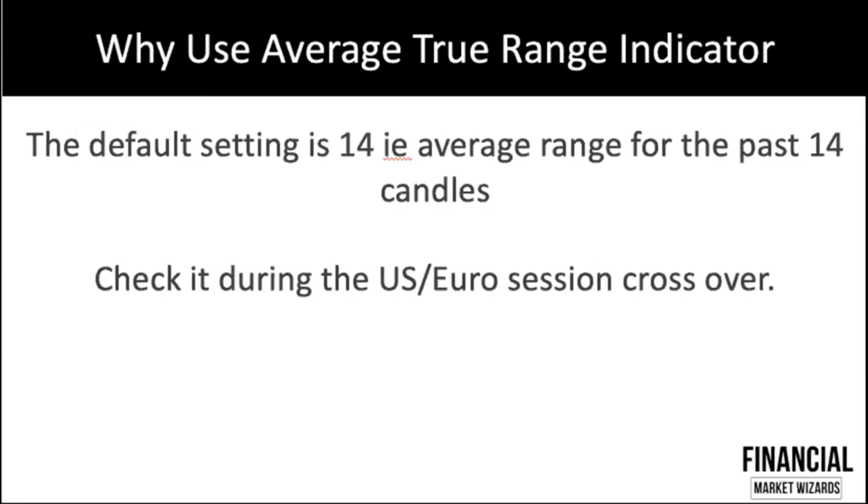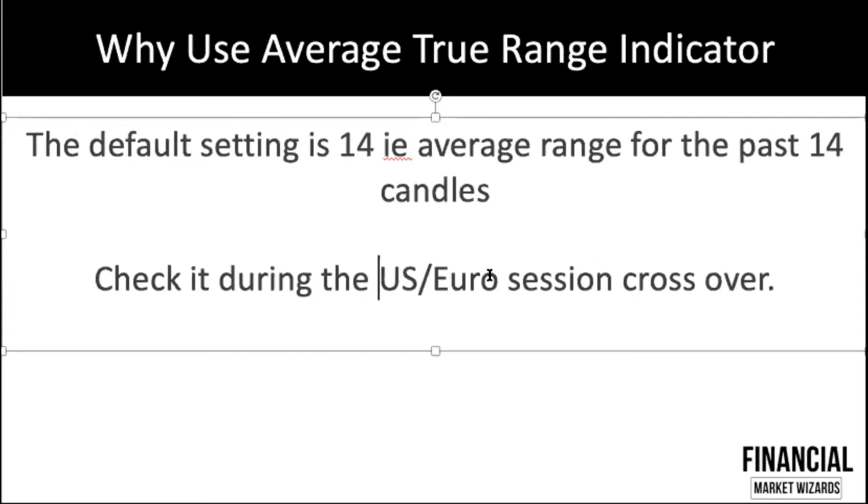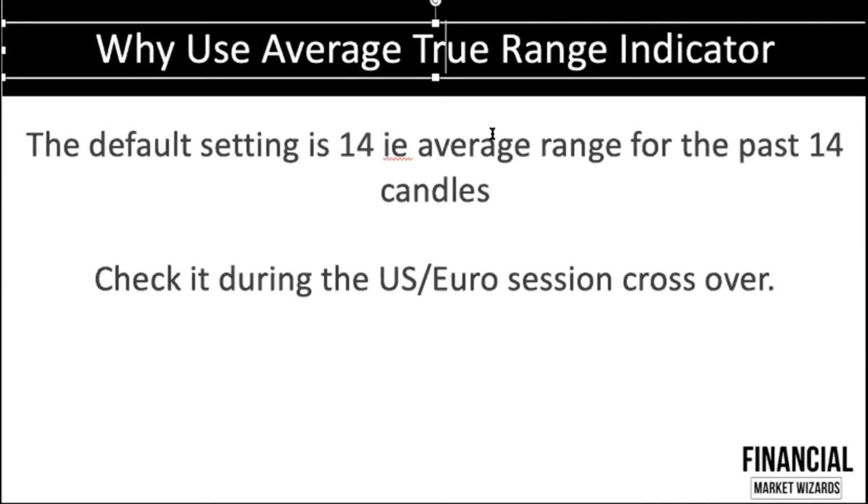Anyway, early on we said that the default setting is 14. It represents the average range for the past 14 candles. Another point to note is to check this indicator during the US Euro session only. A lot of gurus out there don't teach you this. The reason is that if you check at the start of the day, then the current candle is still very small, and the default setting of 14 considers the current candle that's also moving. So if the day has just started, then your candle number one is going to be very small and it's going to skew your results.